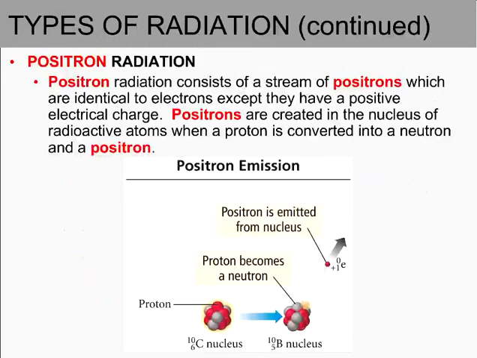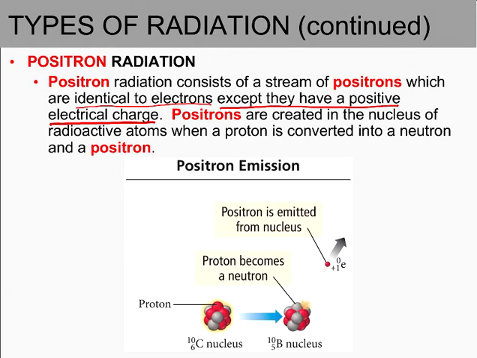Okay, so there are a couple more types of radiation. The next type of radiation is positron radiation. Positrons are identical to electrons, except they have a positive electrical charge instead of a negative electrical charge. Now you might be thinking, are they just protons? Because protons also have a positive charge. However, protons have mass. Positrons don't have mass.